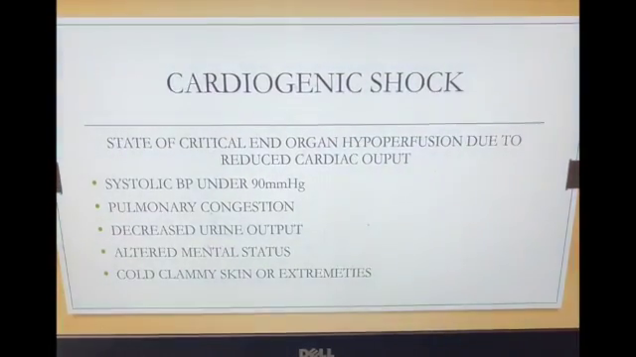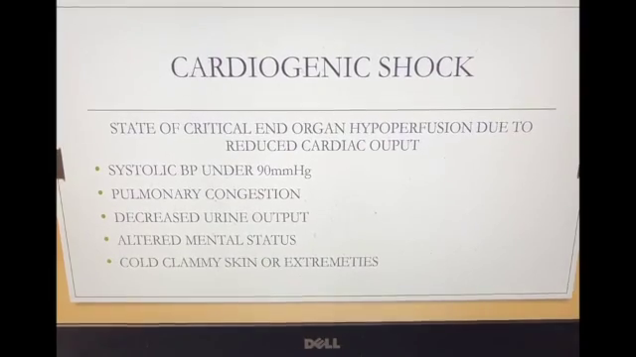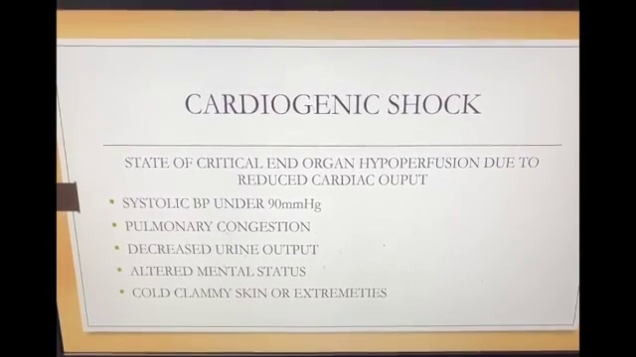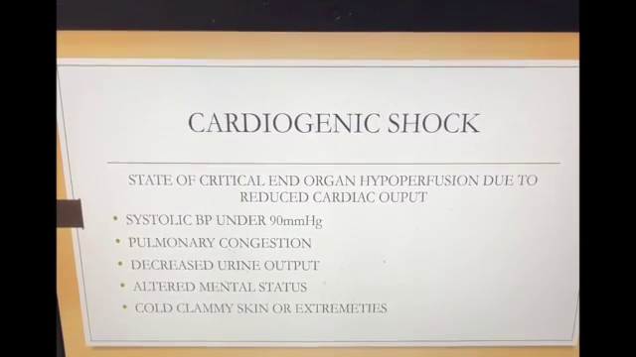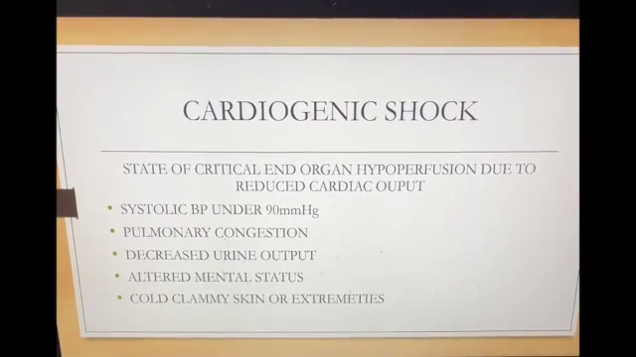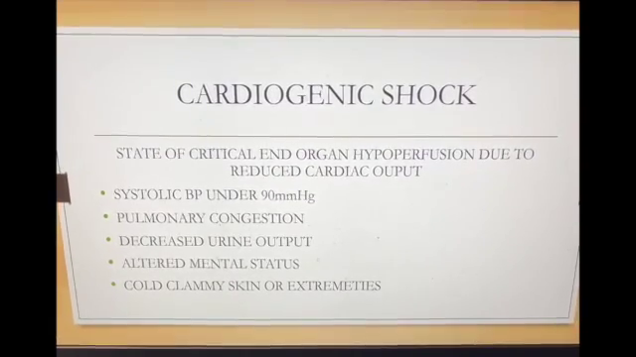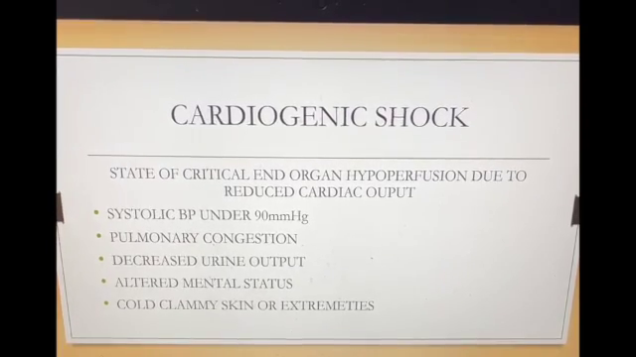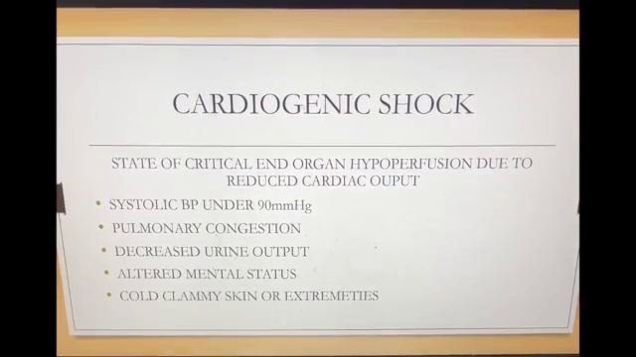Now, cardiogenic shock is a state of critical end organ hypoperfusion due to reduced cardiac output. That means a part of the heart muscle is dying because it is not getting enough oxygen and glucose. Symptoms of cardiogenic shock are a systolic blood pressure under 90, pulmonary congestion, decreased urine output or no urine output at all, altered mental status, and cold, clammy skin or extremities.